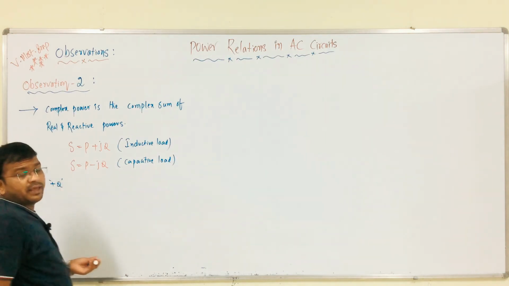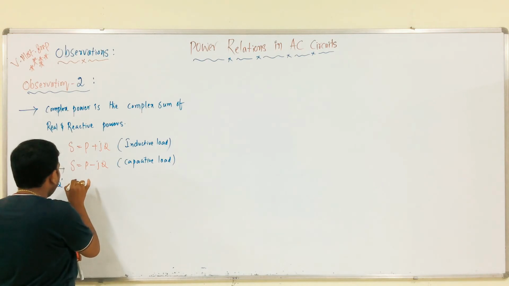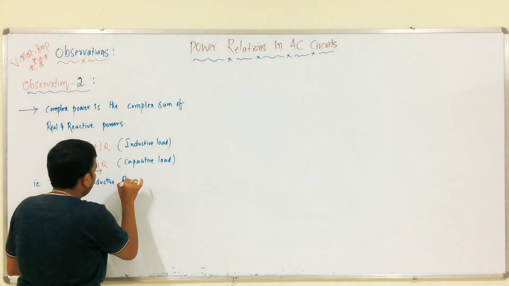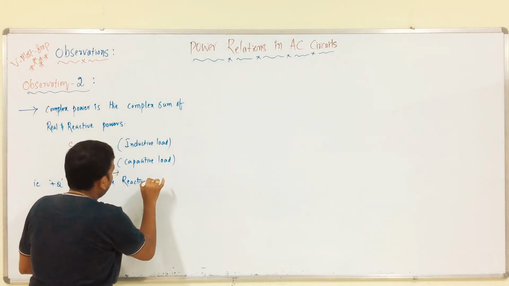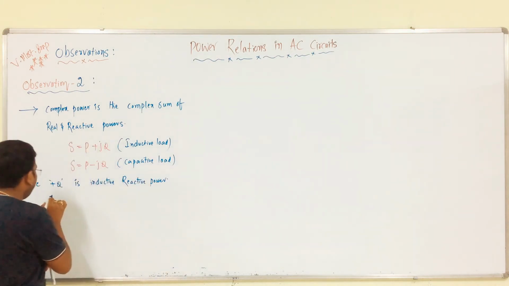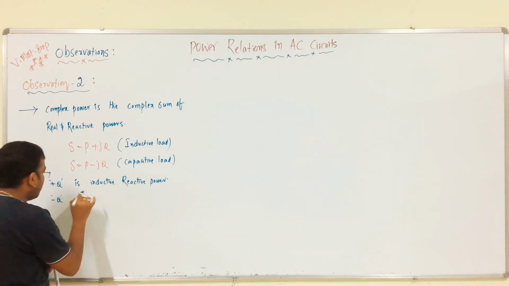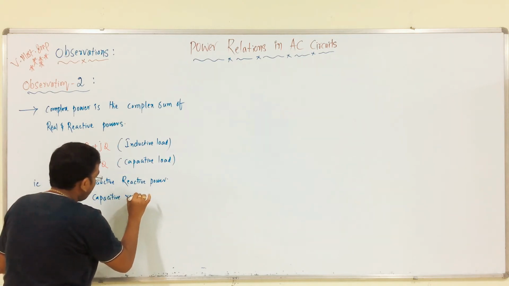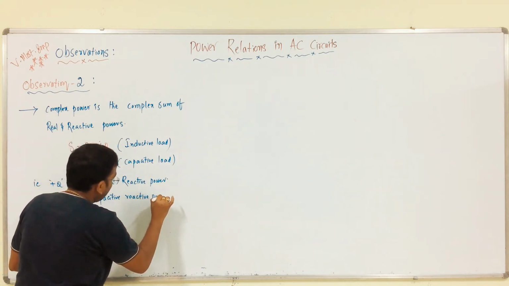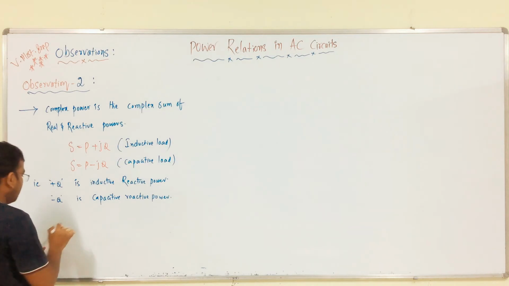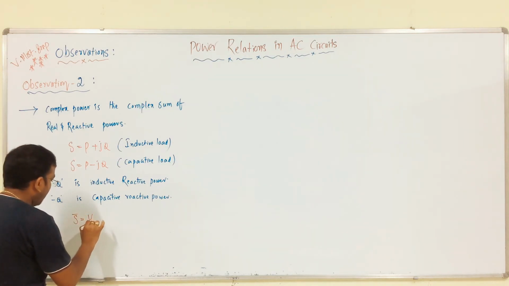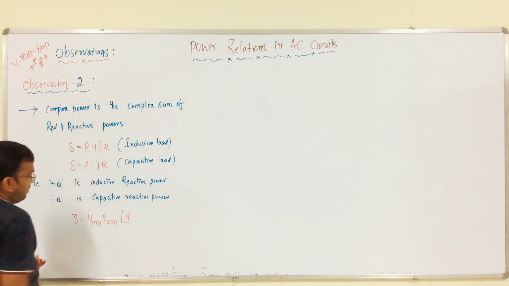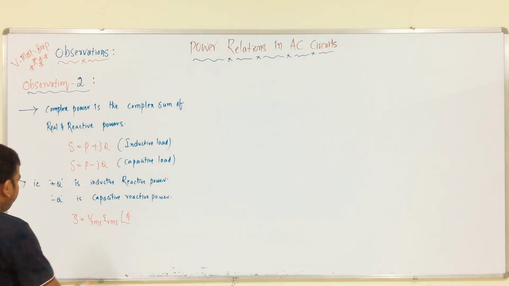That is, plus Q is for what? Inductive reactive power, like that. Minus Q is what? Capacitive reactive power. That is, S is equal to V RMS into I RMS at an angle phi. This is about complex power, right?